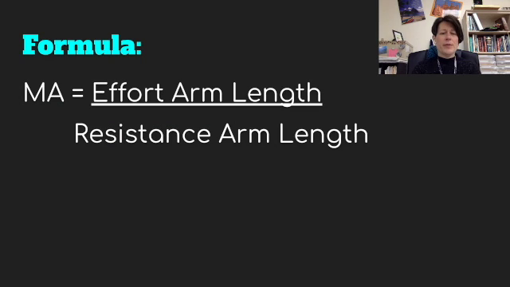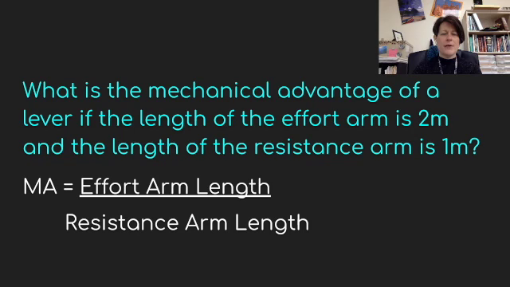Now, there is a special formula for finding the mechanical advantage of levers, and it is the length of the effort arm divided by the length of the resistance arm. And so we can see here, if we want to increase mechanical advantage, we want a much larger effort arm than we want a resistance arm. So that is one way to increase mechanical advantage of this. So let's try this formula out.